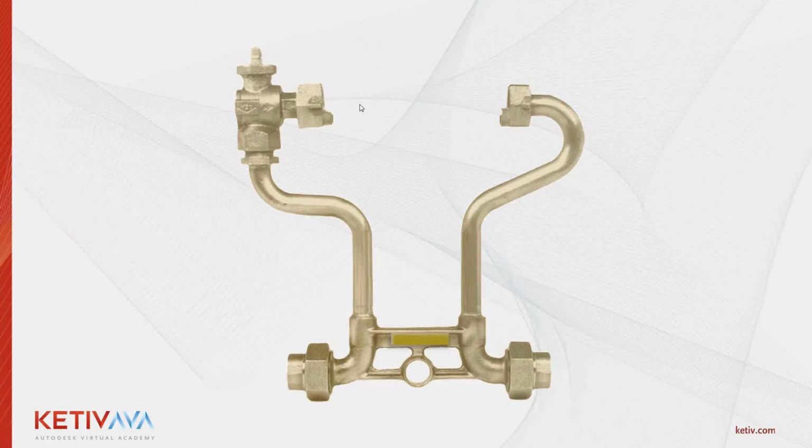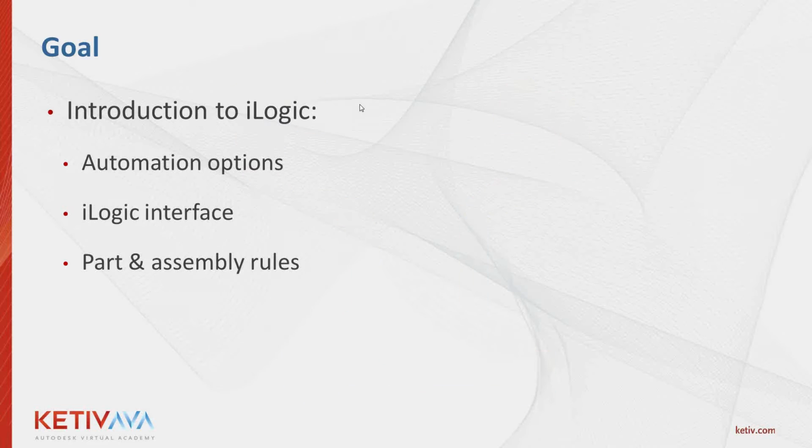Unfortunately, at the time, I was a little intimidated by getting into design automation, so I never did that. And so what my goal is today is to give you an introductory look to iLogic that helps you understand that the automation nowadays, it's very accessible. We have great tools available to you that make it easy to go in and start thinking about how to automate your design process. So to start out, I first want to talk about some of the automation options so that you understand the different levels of automation that there are. Then I want to get into the iLogic interface, and then we'll do some part and assembly rules to show you how this works.